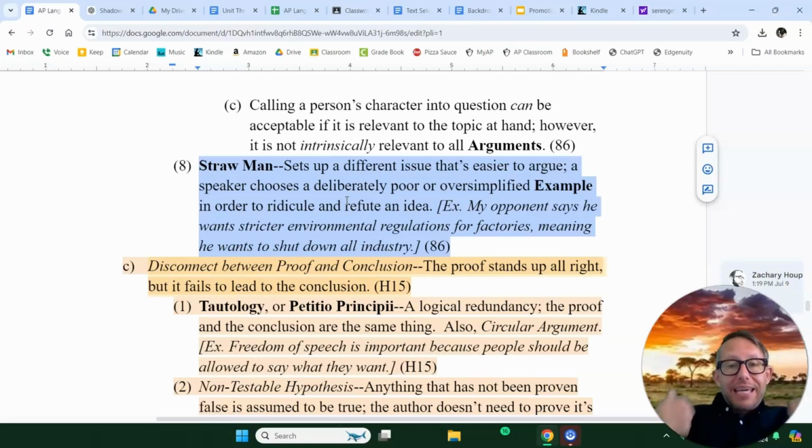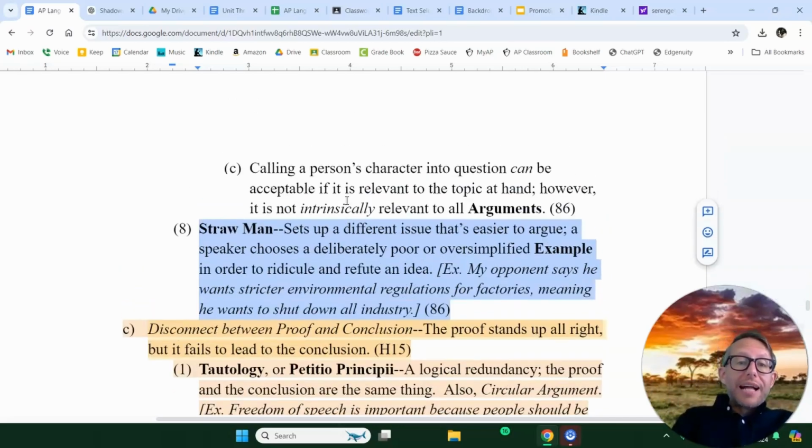So you're taking this easier to argue point of shutting down all industry and making that your focal point, when really that's not what your opponent has any interest in doing at all. It's a straw man argument. You're setting up a different, easier to argue point in order to refute this other idea. And obviously, it's not going to work very soundly.